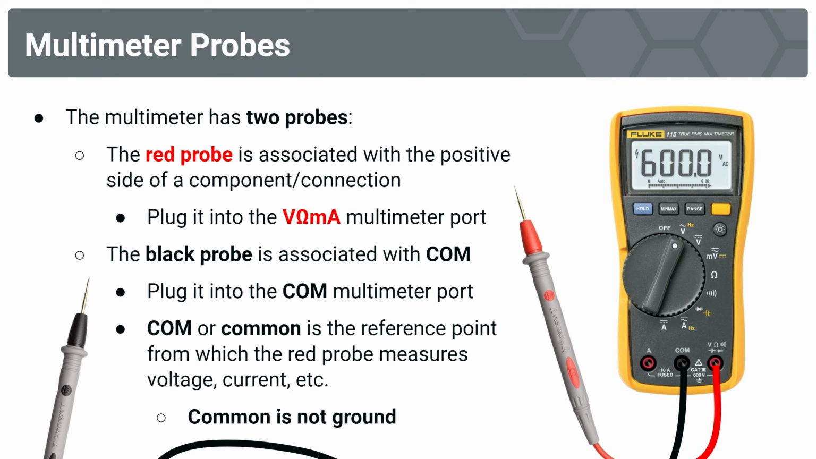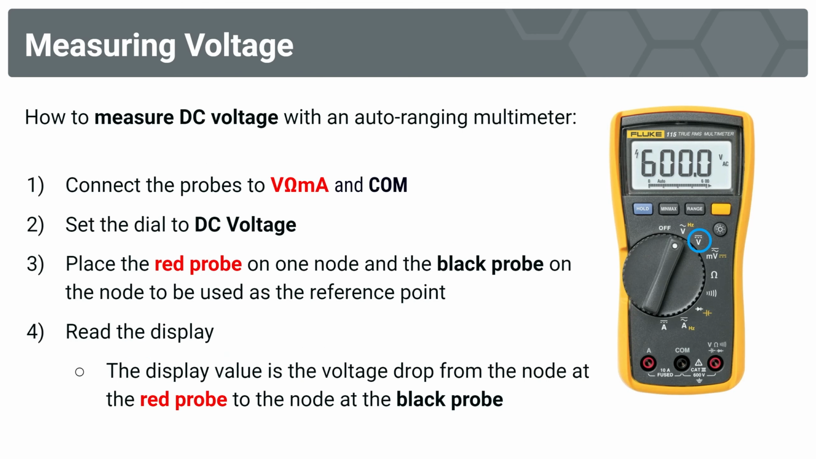Now, just to avoid confusion down the road, common is not the same as ground. So how do we measure DC voltage with an auto-ranging multimeter? Well, the first step would be to connect your probes to the multimeter, and then you would set the dial of the multimeter to DC voltage.